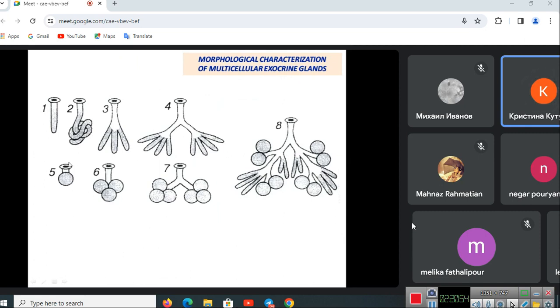Number five, simple non-branched alveolar. Number six, simple branched alveolar. Number seven, compound branched alveolar. Number eight, compound branched tubular alveolar.